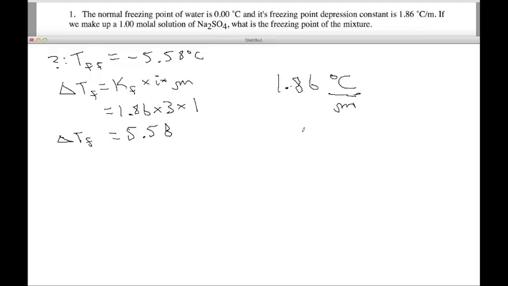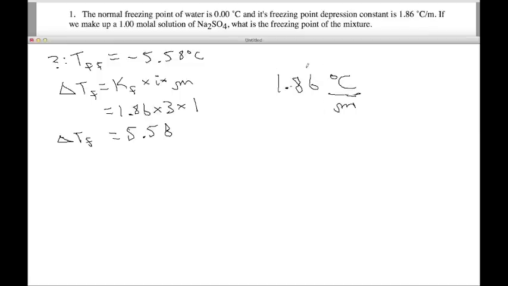Well, for every 1 molal unit of solution, the temperature is going to decrease by 1.86 degrees Celsius. Whose temperature? The solution, or the molal solution of sodium sulfate. Let's actually try that one more time.